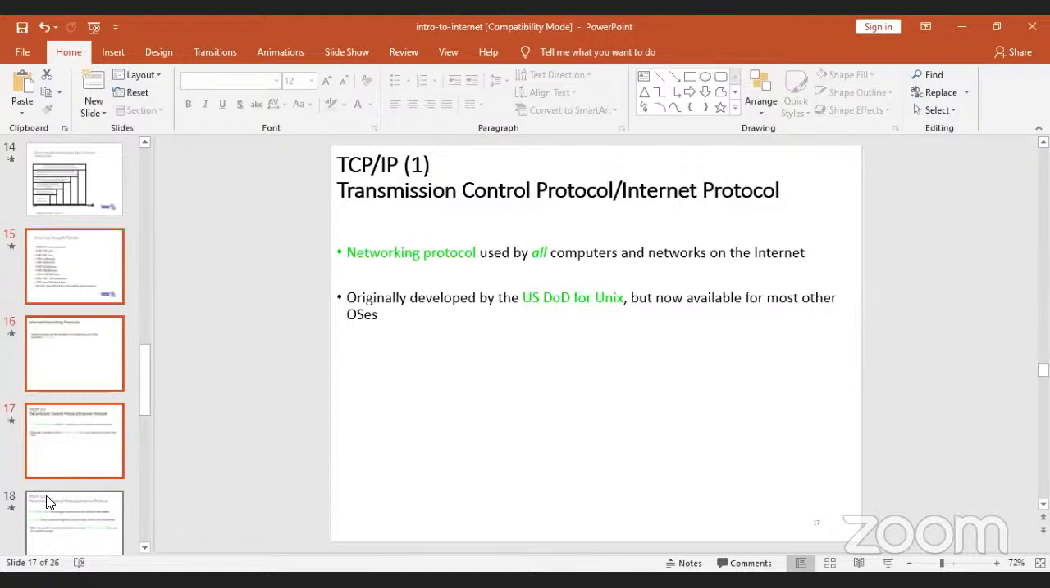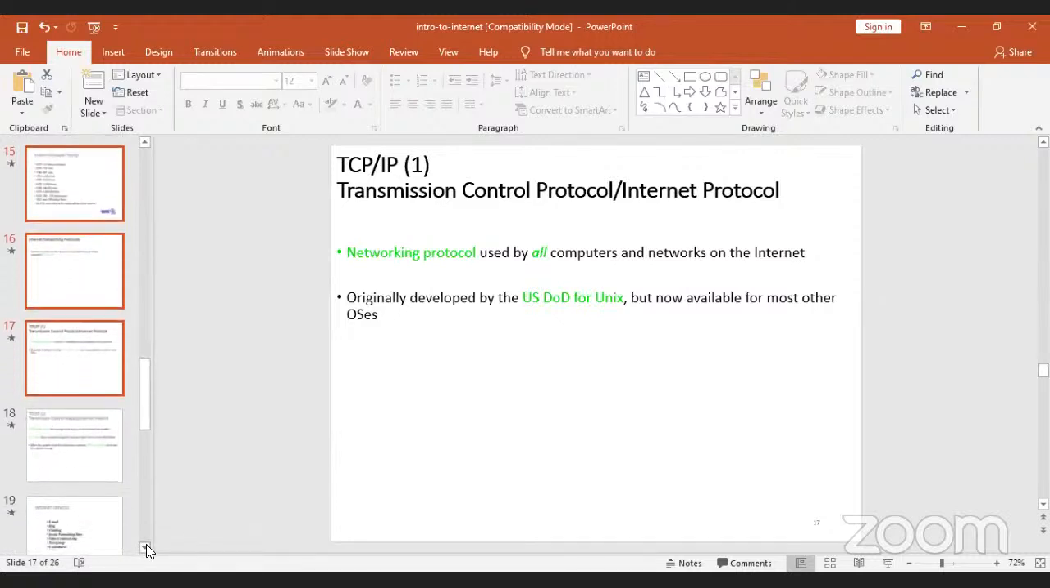It was originally developed by the US Department of Defense for Unix, but it's now available on every OS, every operating system.